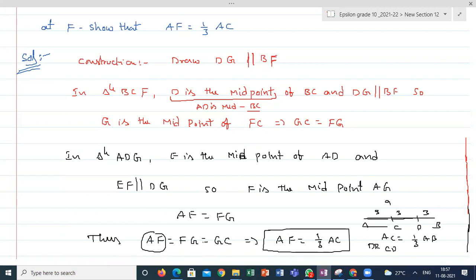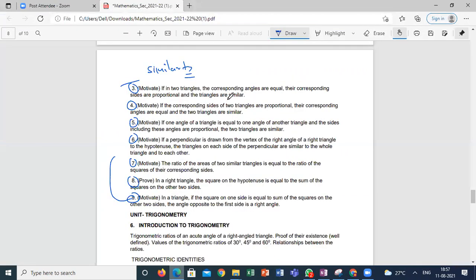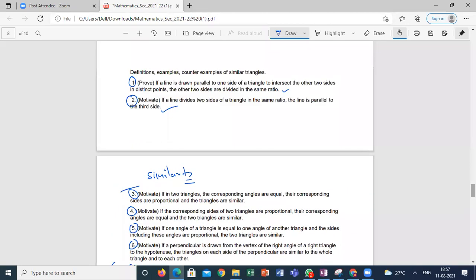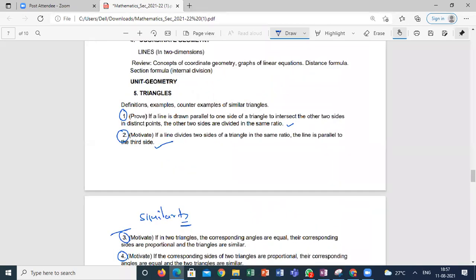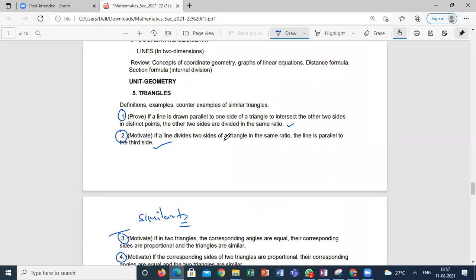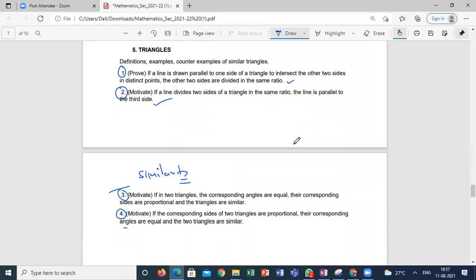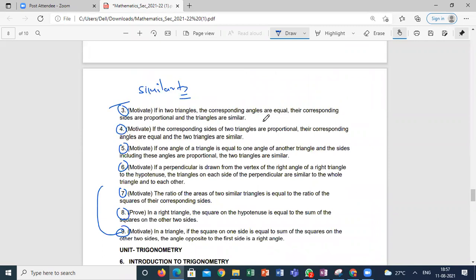So try to practice more problems on basic proportionality theorem, because intercept theorem is not included in the syllabus. But those theorems are required, because after basic proportionality theorem, corollaries are required, and converse of basic proportionality theorem. A line parallel to a side divides the other two sides of a triangle in the same ratio. Straight away they move to the corresponding angles are equal, their corresponding sides are proportional, and the triangles are similar. They move to the similarity triangles concept.